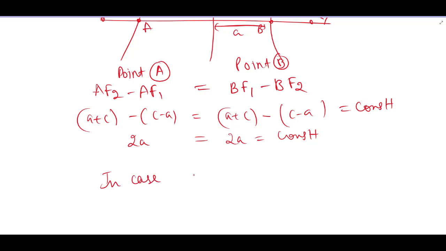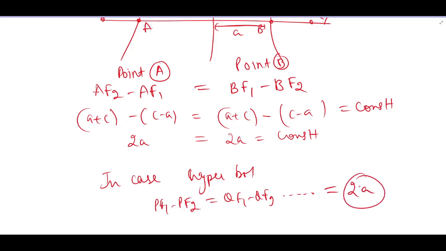In case of hyperbola, the difference such as PF1 minus PF2 is equal to QF1 minus QF2 and so on, is equal to 2A.